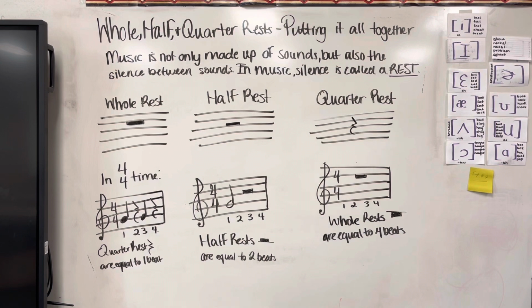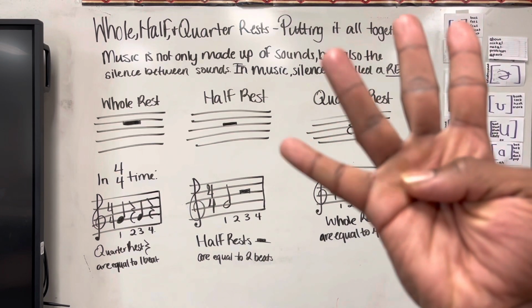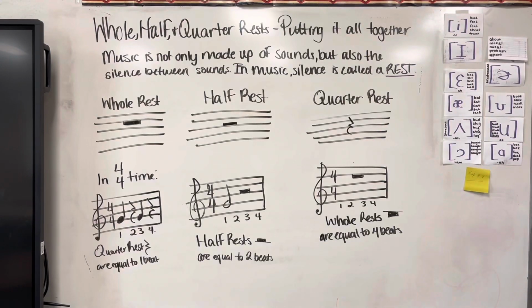First things first, the whole rest. The whole rest gets 4 beats of silence, okay? The whole rest is also used to give an entire measure of silence. If you wanted to, you could just put a whole rest and the entire measure could be silent. That's how it's used. However, there are certain instances in which you will never use a whole rest, okay? The whole rest receives 4 beats, count them, 1, 2, 3, 4 beats of silence.